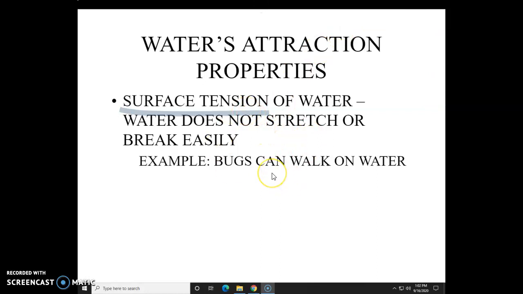An example of that is the bugs that can walk on water. Not all bugs, but there are certain things called water striders. You've probably seen those at the lake or at a pond. If you've ever hung out there in the summertime or springtime, you'll see those walking around on water, and they're just using that water tension.